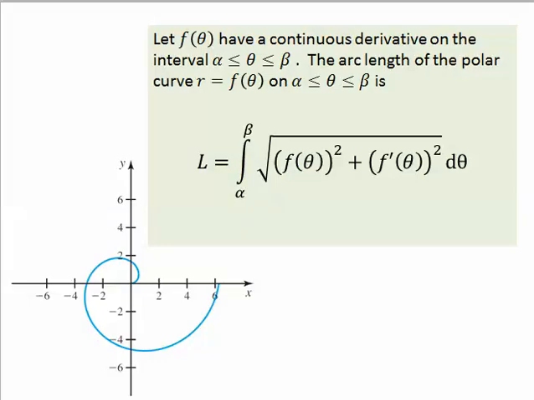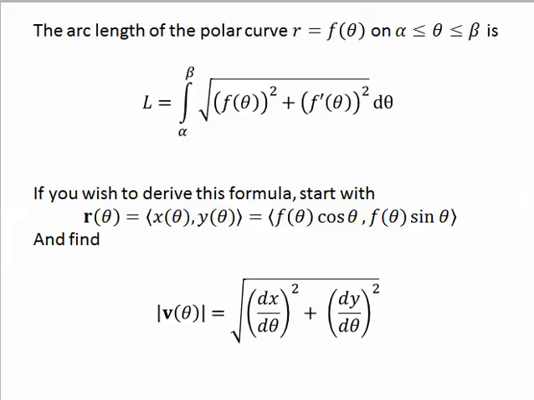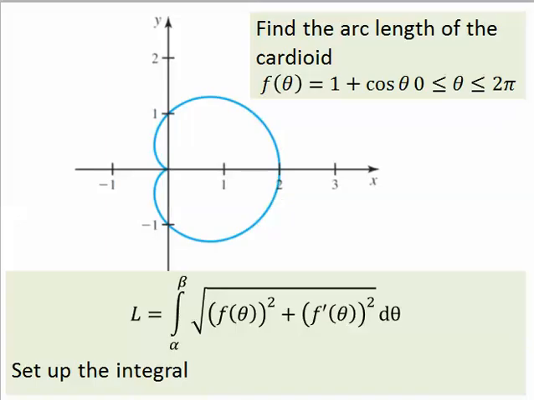Let's talk about arc length in polar coordinates. If you'd like to derive this formula for arc length, all you need to do is look at the relationship between polar and Cartesian coordinates and then use the definition of arc length. Let's do an example. Find the arc length of the cardioid.